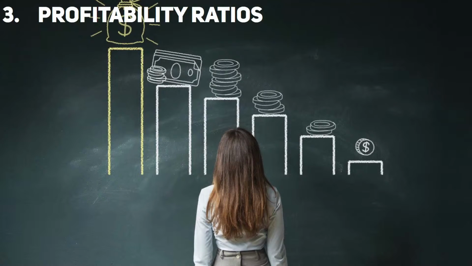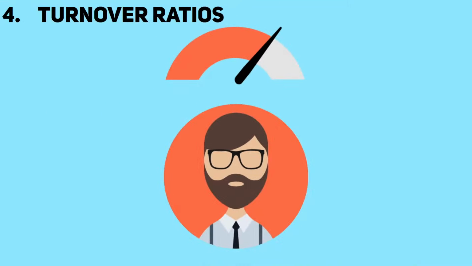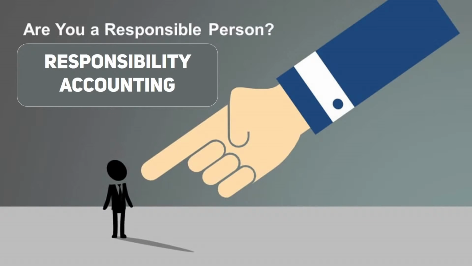Next ratio, profitability ratio. These ratios are calculated to analyze the profitability position of the business, how much profit that particular business is earning, like that. So moving on to the next one, that is turnover ratio. These ratios are calculated to determine the efficiency of operation based on the effective utilization of resources, whether they're using resources efficiently or not.